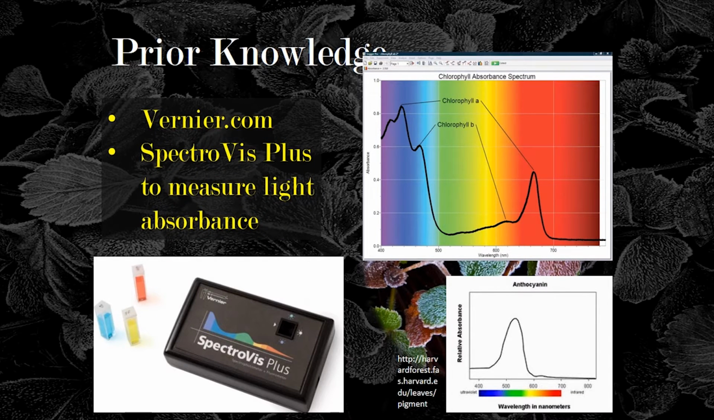So another piece of equipment that we have is the Spectrovis Plus from Vernier. It's just a spectrophotometer, and it measures the color of a solution. So I showed them a picture of chlorophyll and the colors that chlorophyll absorbs and what it reflects, because this is absorbance. And then this is also anthocyanin, so it's showing that it absorbs green and reflects red and blue.